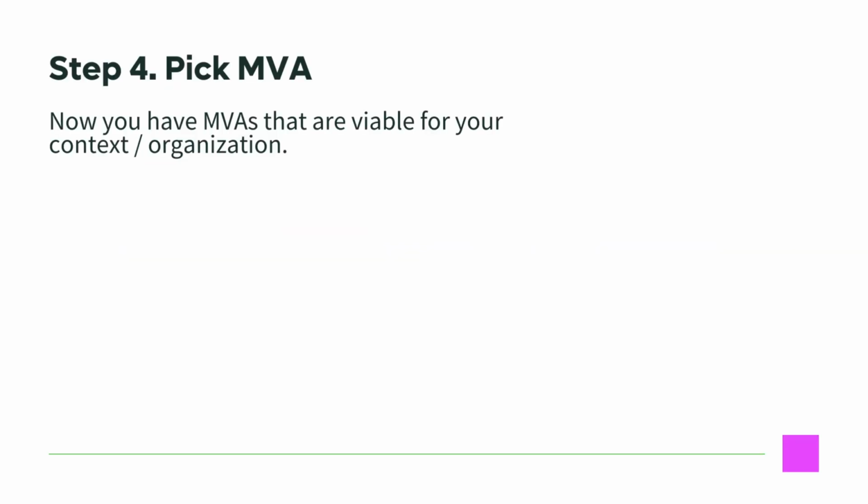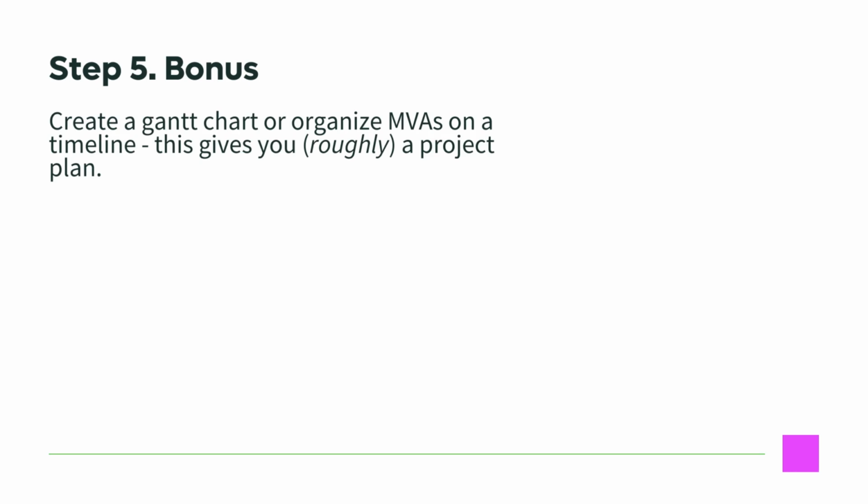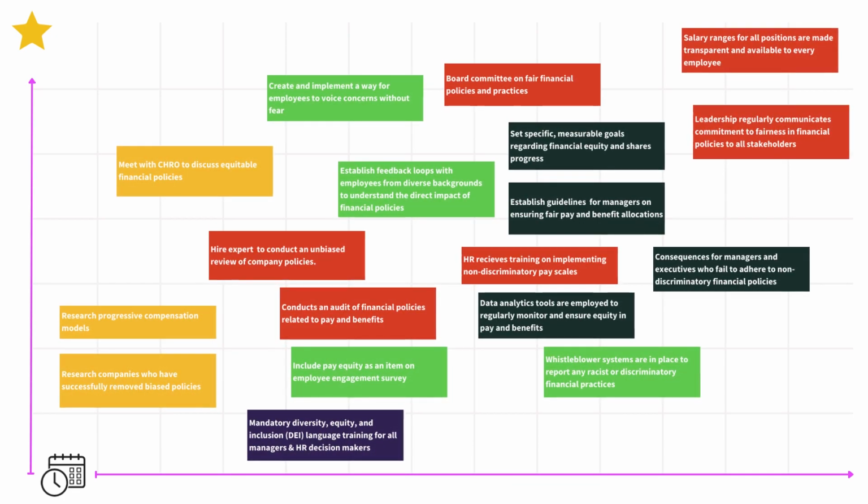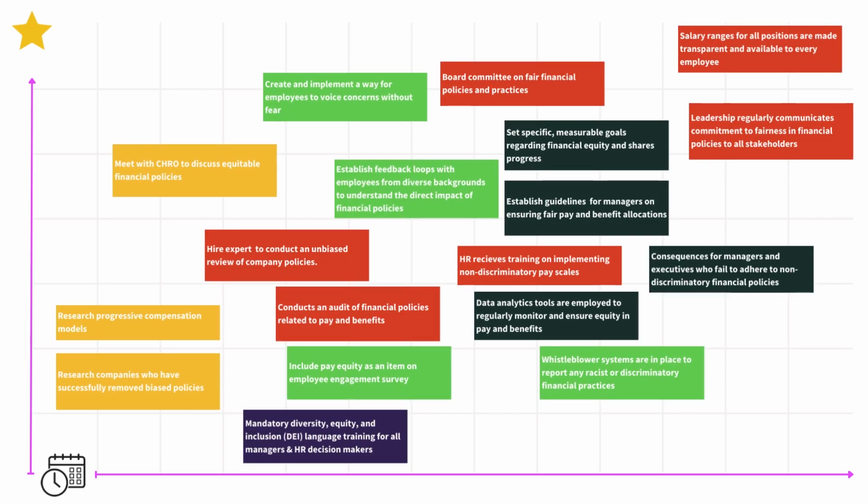Once you have done one round of this, or perhaps multiple rounds of this, you're ready to pick a minimum viable action or several minimum viable actions that are going to be relevant for your organization or the context that you're working in. As a bonus, one of the things that you can do is create something like a Gantt chart and start to organize your MVAs on a timeline. And what this can do for you is essentially give you a rough project plan. And so here you can see I've mapped different items, I've color coded them, and I've put them on a timeline. And my other axis is impact. The top right hand corner, I said what's the most impactful is communication from leadership, as well as having salary ranges be transparent for all employees.